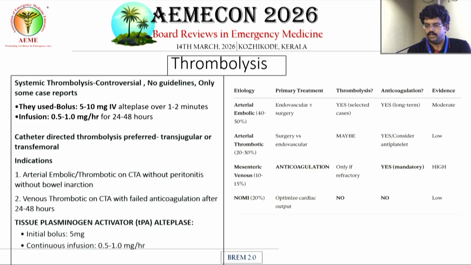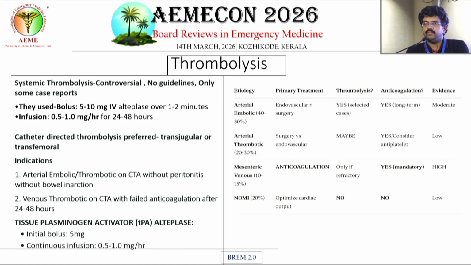Catheter-directed thrombolysis is advised, where the indications are arterial occlusions without any signs of peritonitis and without bowel infarction. In venous cases, we will start with anticoagulation for 24 to 48 hours. If that fails, then catheter-directed thrombolysis is tried. The agent used is alteplase. And the right side shows the thrombolysis and anticoagulation summary.